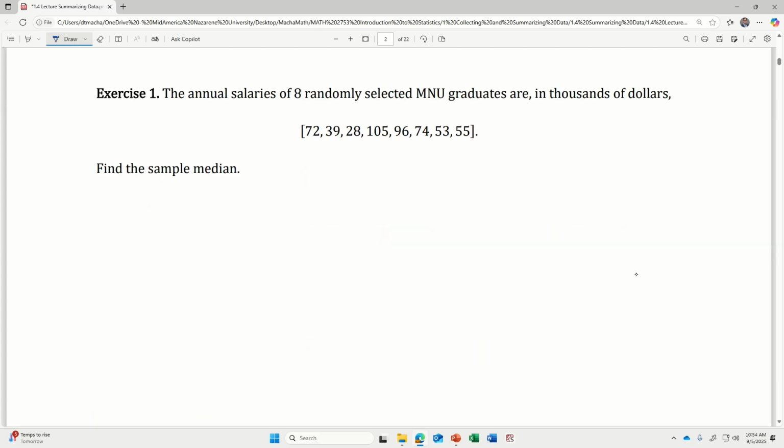Same deal. This time I've got 8 randomly selected MNU graduates. And suppose we were to ask those graduates, hey, what's your annual salary going to be at your new job in thousands of dollars? There's a problem. First of all, I need to write these in order from least to greatest. And that's kind of a pain, but it's important to go ahead and rewrite these numbers in order from least to greatest. So I'm doing my best here.